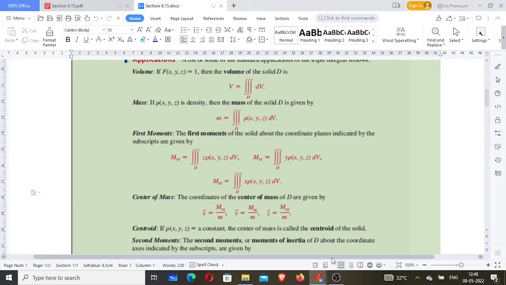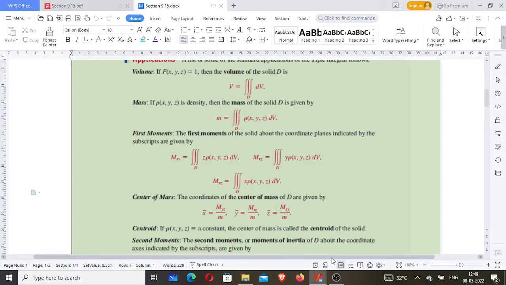Next application is moments, first moments and second moments. So first moment is defined as Mxy is equal to triple integral over D z rho of xyz dV, and Mxz is equal to triple integral over D y rho of xyz dV, and Myz is equal to triple integral over D x rho of xyz dV.